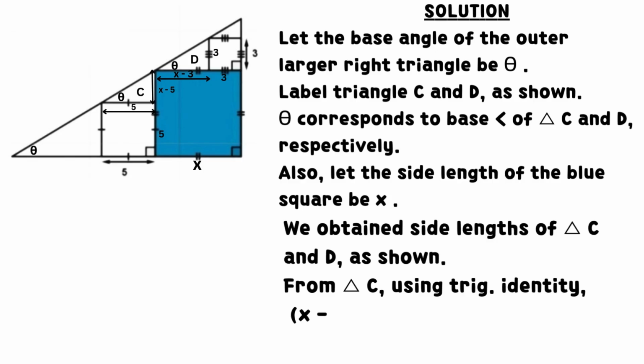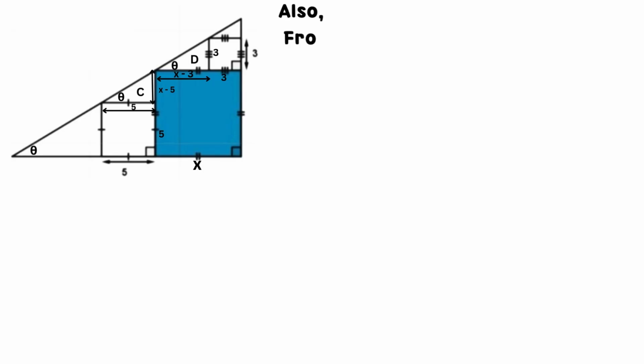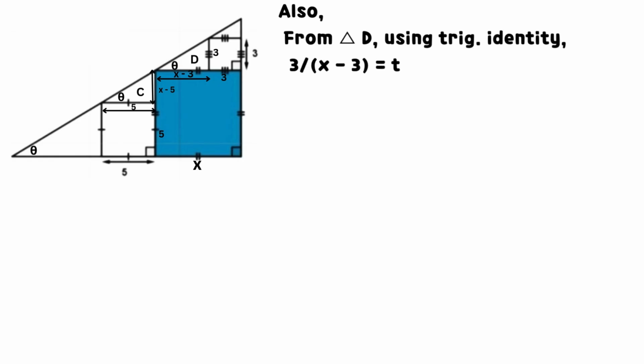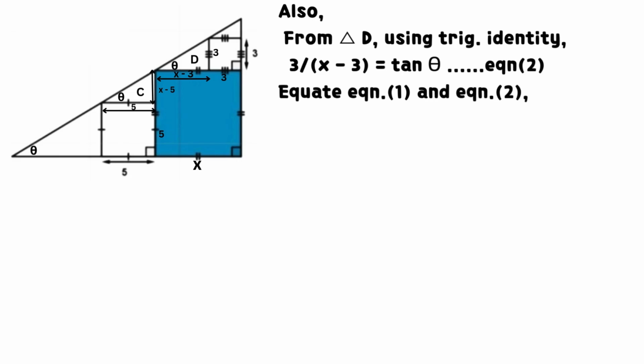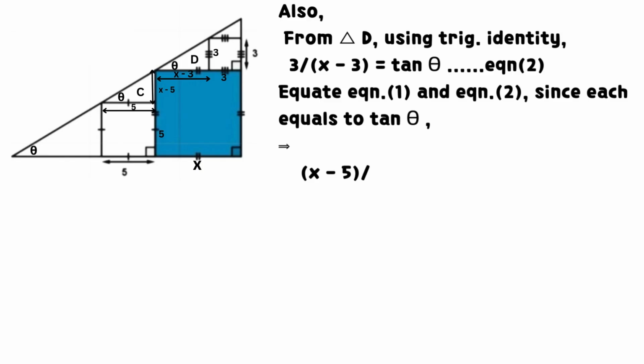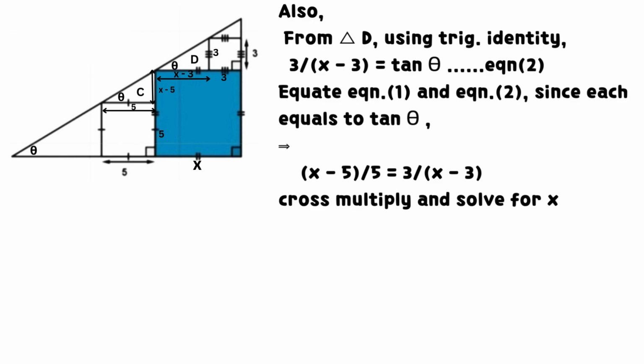From triangle C, using a trigonometric identity, (x − 5) divided by 5 equals tan θ. We call it equation 1. Also, from triangle D, using a trigonometric identity, 3 divided by (x − 3) equals tan θ. We call it equation 2. Equate equation 1 and equation 2, since both equal tan θ. This implies that (x − 5) divided by 5 equals 3 divided by (x − 3).